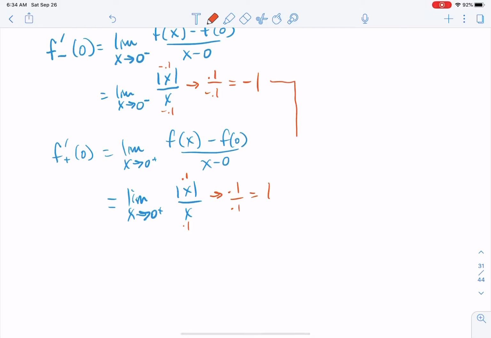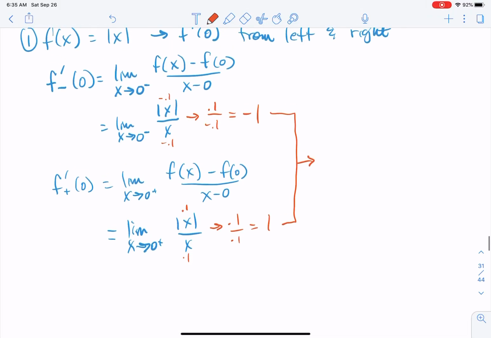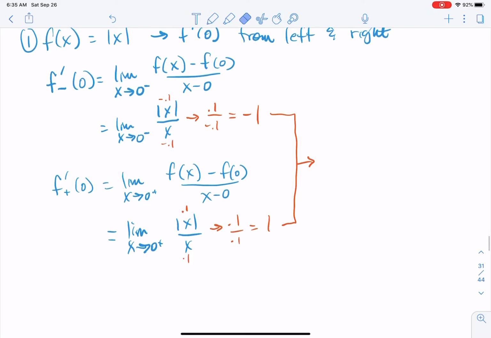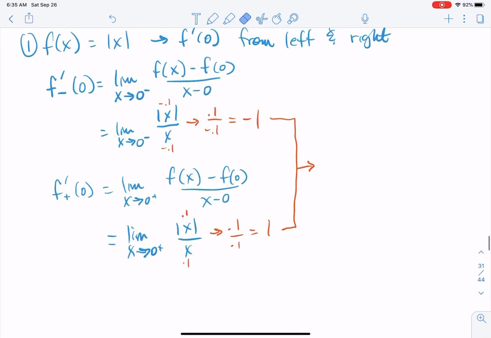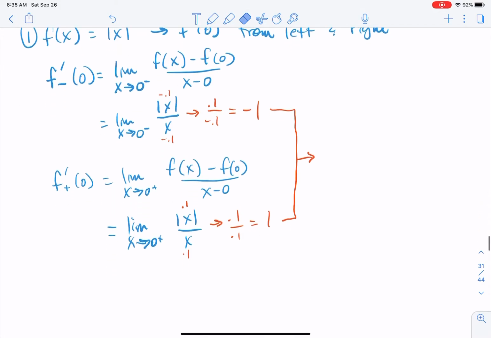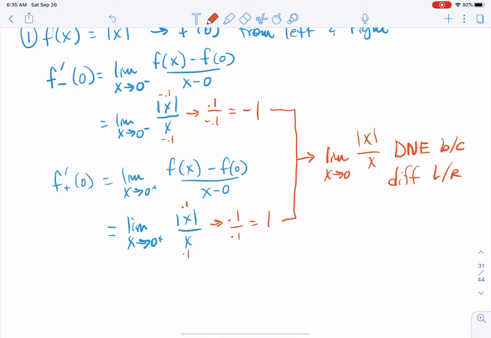Now when I compare these two numbers, since they are not the same, that means the limit does not exist. Why? Differing left-right behavior. So I am going to write the limit as x approaches 0 of absolute value of x over x does not exist because of differing left-right behavior.